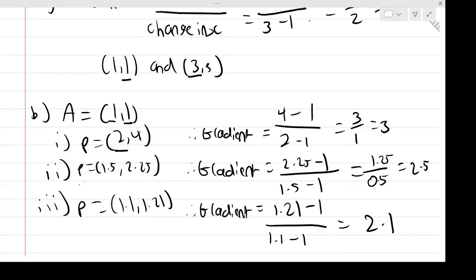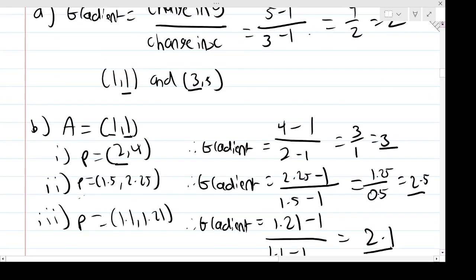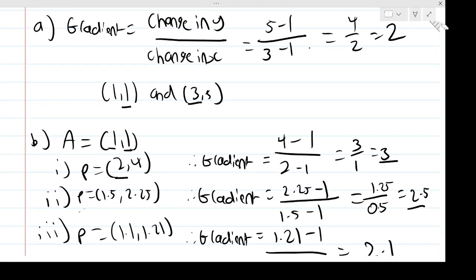If we do that we get 2.1. Okay, cool. And hopefully you also start to notice some sort of pattern of what's happening to my gradient in relation to part A. Hopefully you notice what's happening there with my gradients.